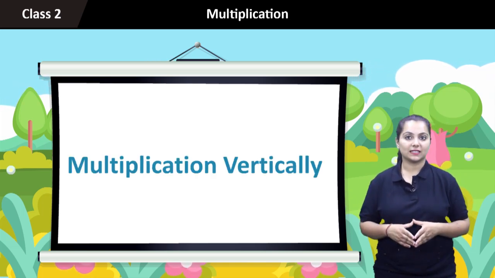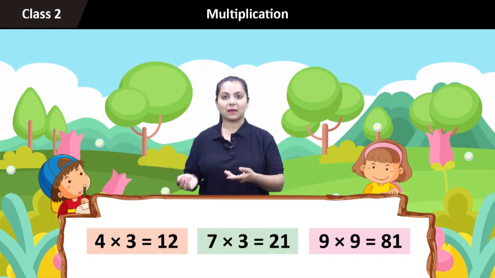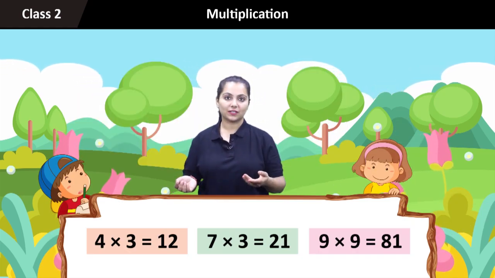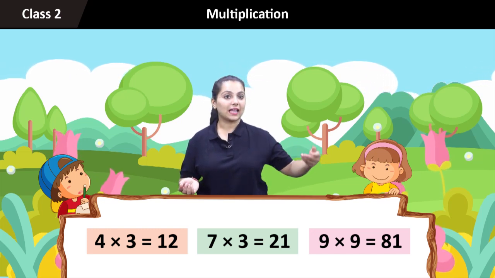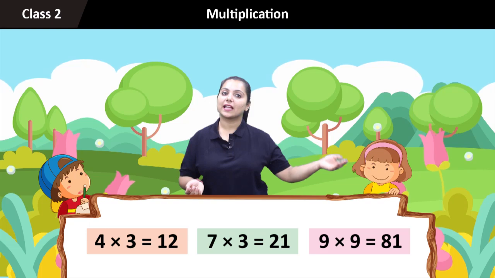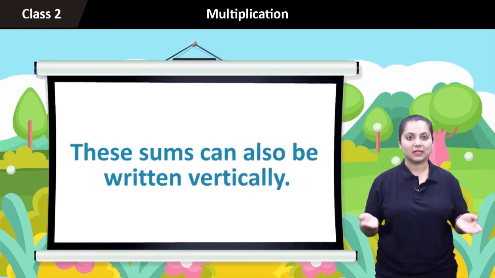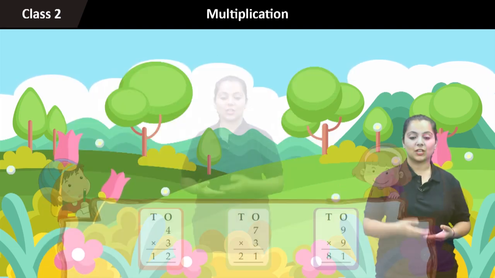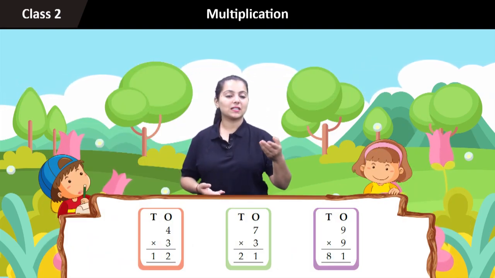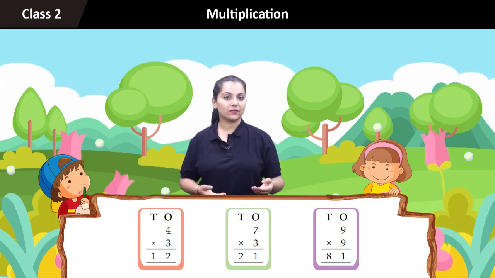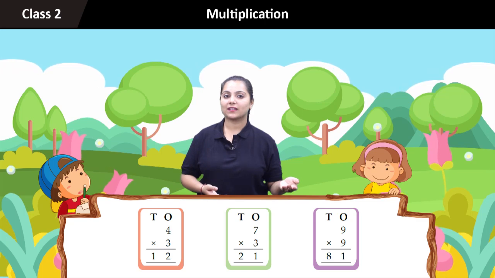Multiplication vertically. We have found products of numbers. 4 multiplied by 3 gives 12. 7 multiplied by 3 gives 21. 9 multiplied by 9 gives 81. These sums can also be written vertically, means in standing position. 4 multiplied by 3 gives 12. 7 multiplied by 3 gives 21. 9 multiplied by 9 gives 81.